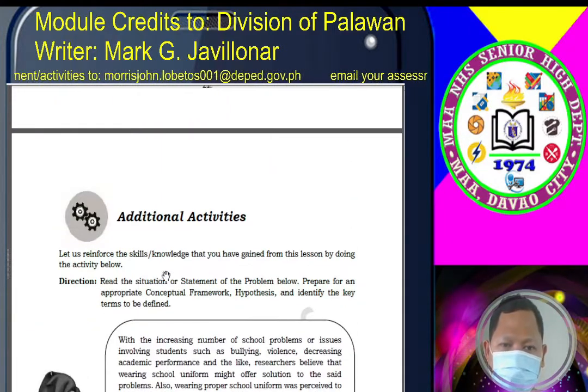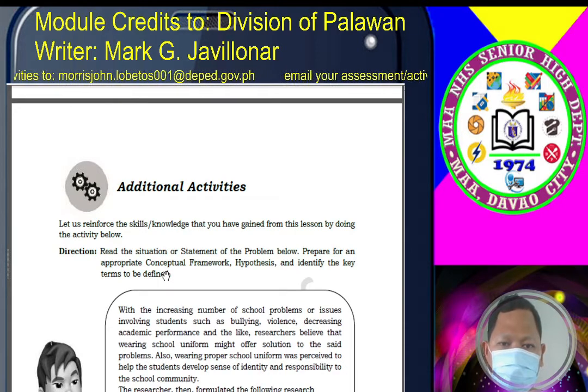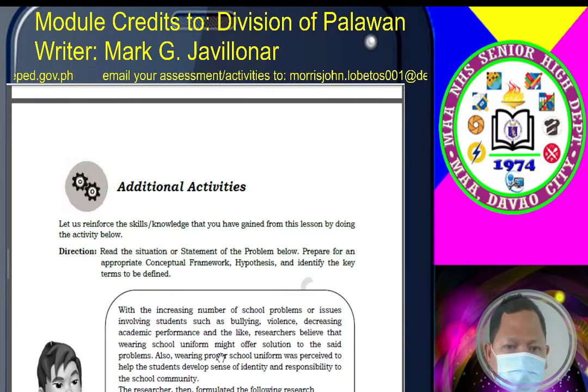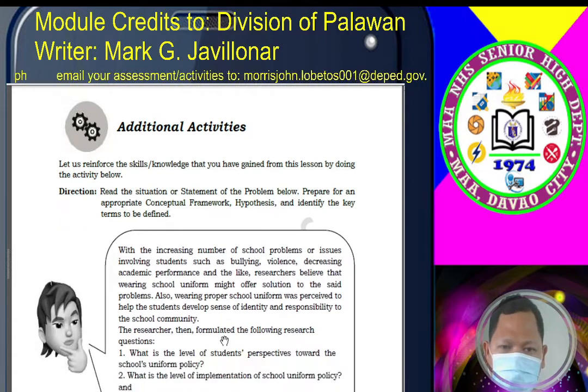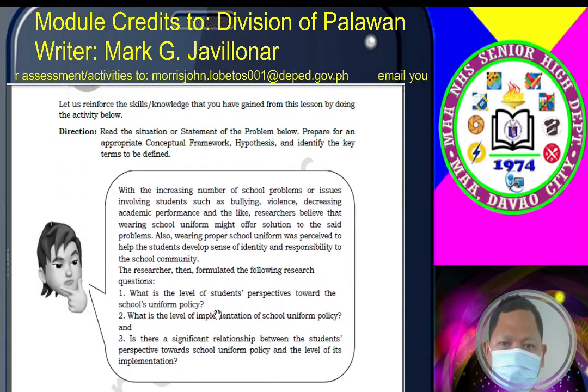Then additional activities. Read the situation or statement of problem below. Prepare an appropriate conceptual framework and a hypothesis, and identify the key terms in the following. This is the situation, or the SOP. Again, your task is to make a conceptual framework, hypothesis, and definition of terms.